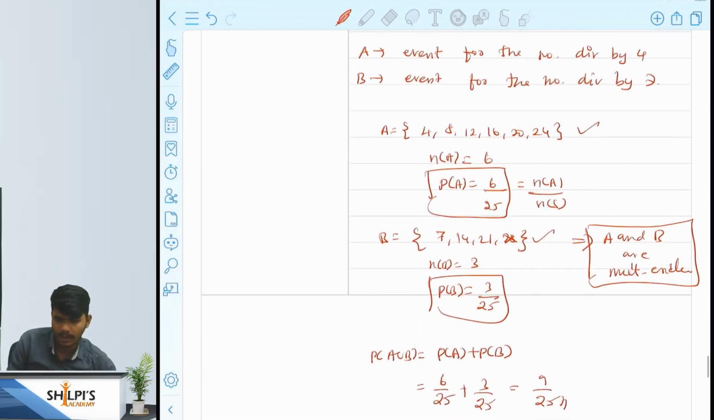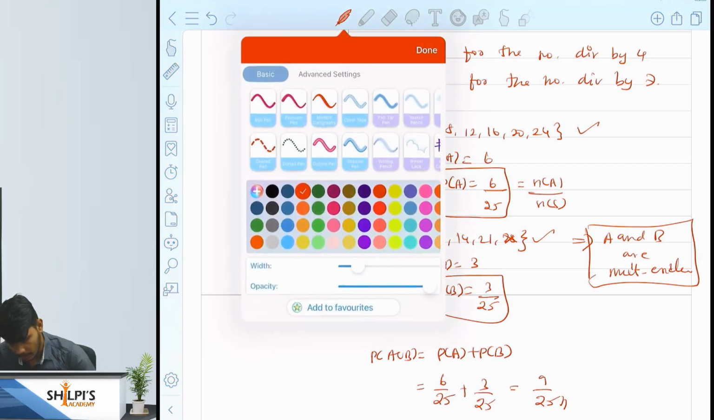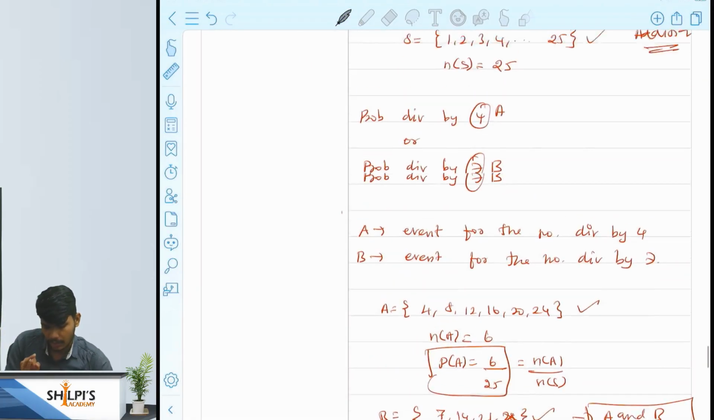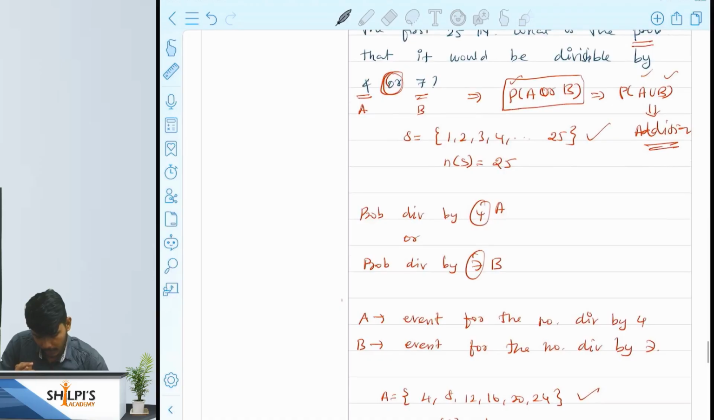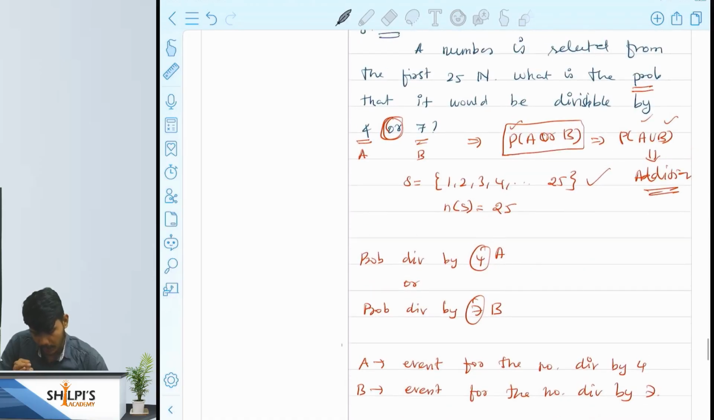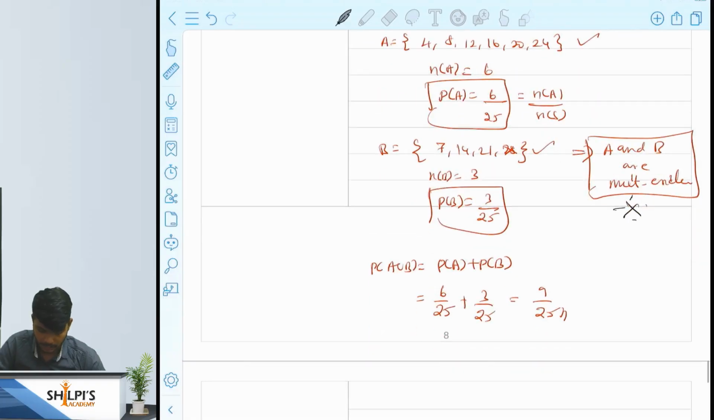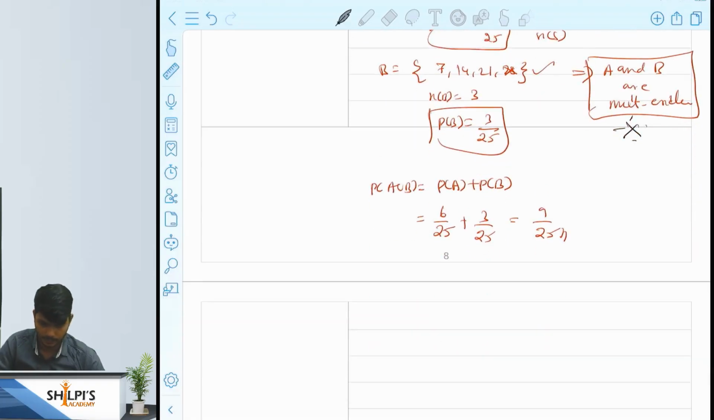So before applying the addition theorem, you should confirm whether your events are mutually exclusive. This is a very important thing before applying the addition theorem. And you also have to confirm that you are finding the probability for two events as one thing, so I have to find the probability of A or B, so that I can use the addition theorem.